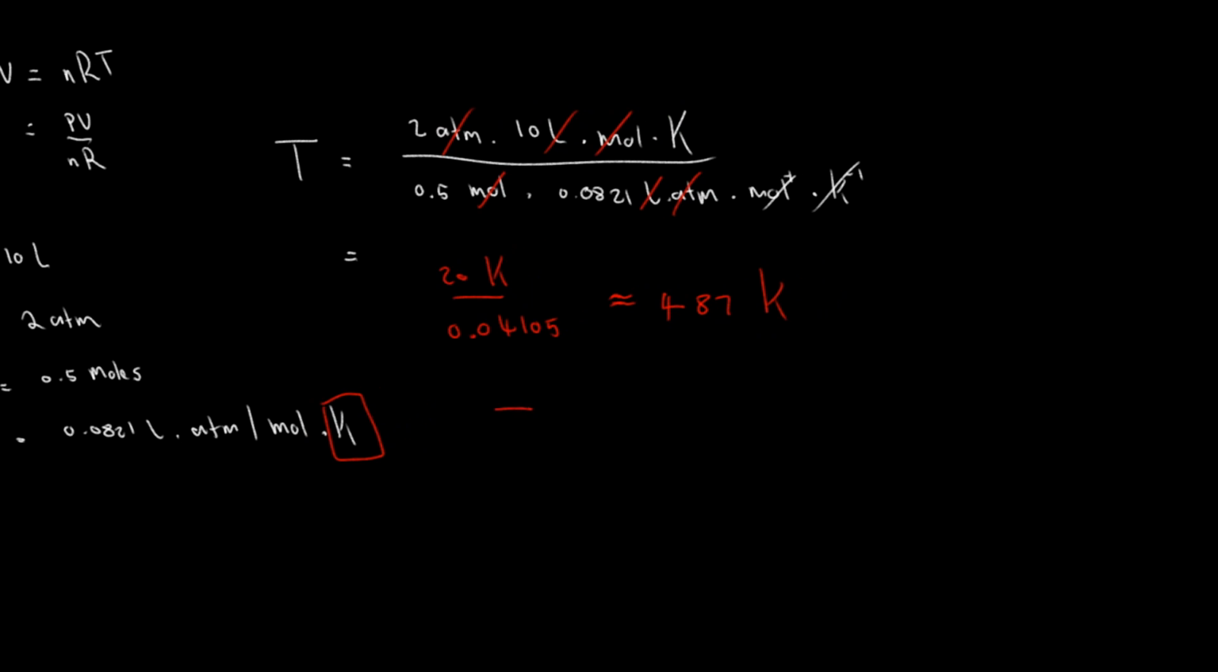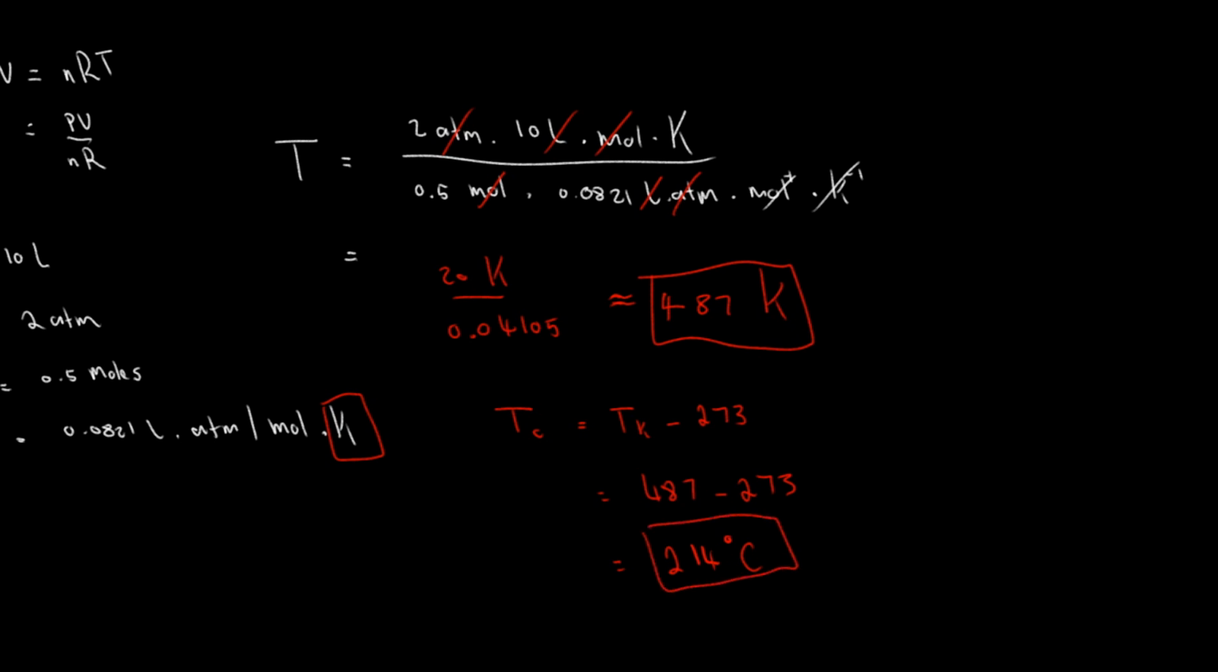We can then say, well, to get my temperature in Celsius is going to be my temperature in Kelvin minus 273. So let's substitute what we have. We have 487 Kelvin, excuse me, minus 273. That gives me 214 degrees Celsius. Okay, so this would be my final answer, however, if I'm asked to get my temperature in degrees Celsius, this is what we'll do.